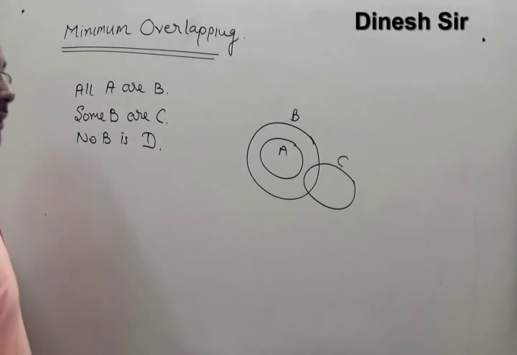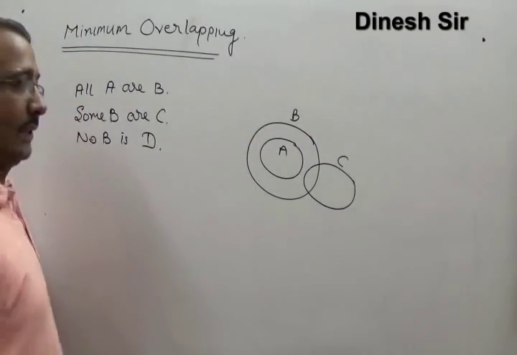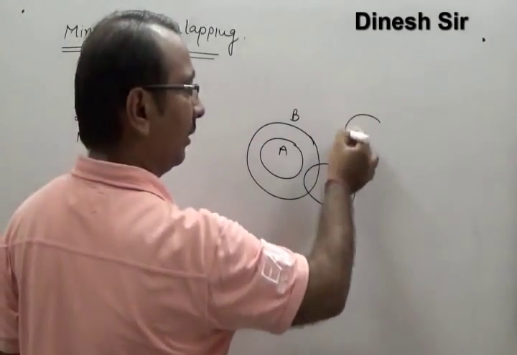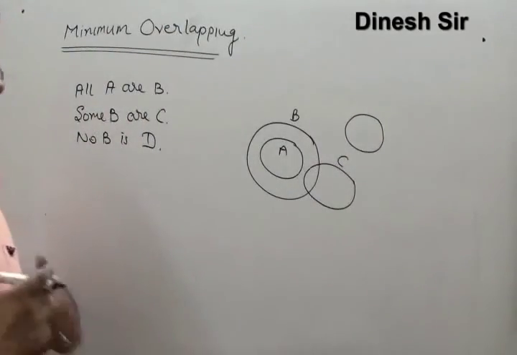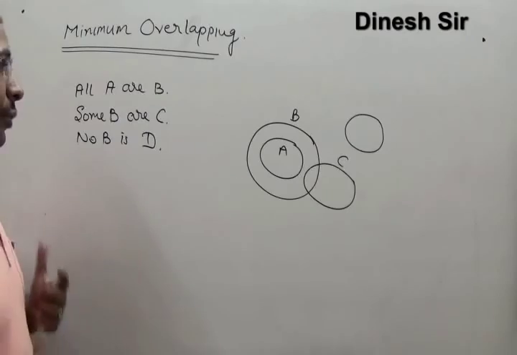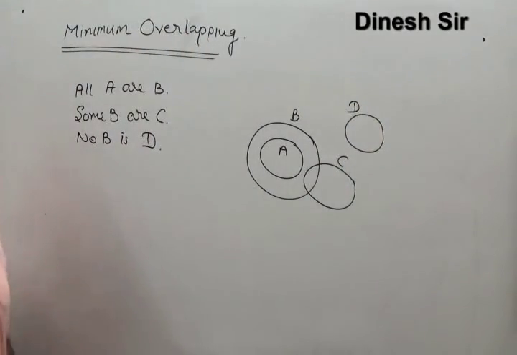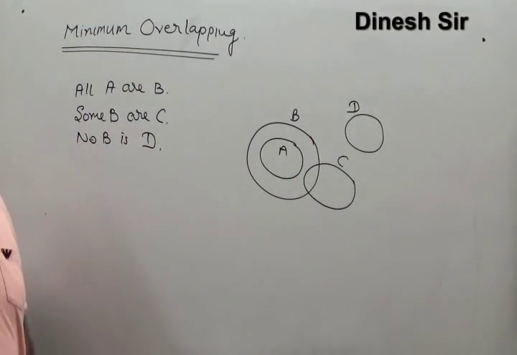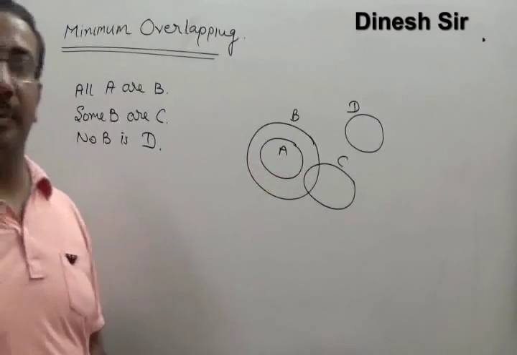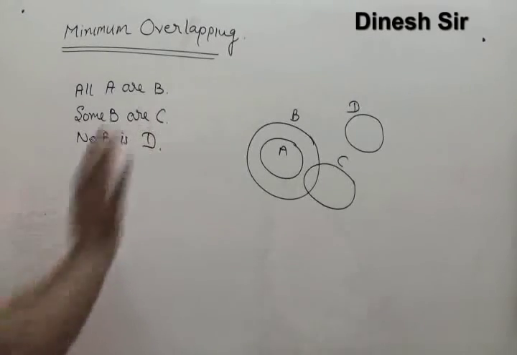No B is D means I have to take a D which is not overlapping with B, because no B is D. So I may draw my D here, or it may overlap with C. But for the principle of minimum overlapping, we draw D in such a way that it will not overlap with C. The reason is that if it overlaps with C, that creates confusion in my mind while answering the question. I may say some C are D, but that will always be wrong, right? So here I can say that is the minimum structure that I can make.